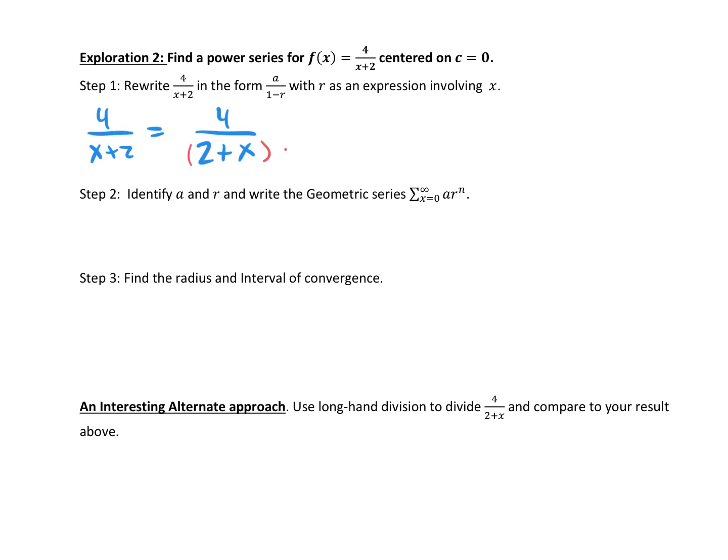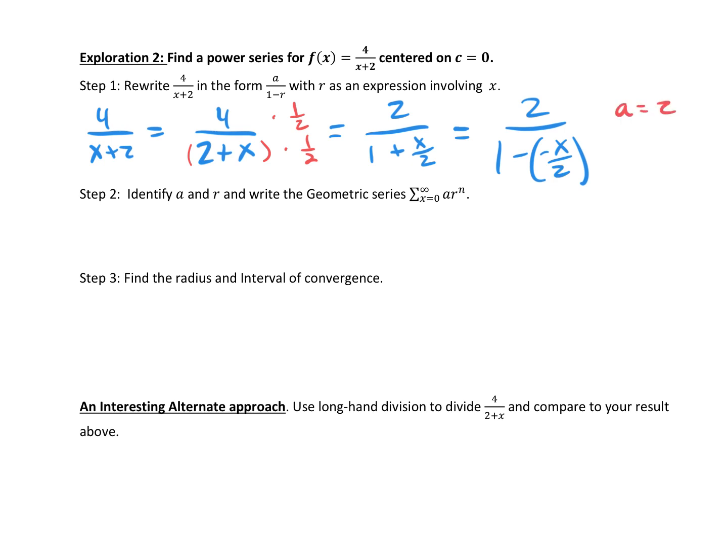So let's take this and let's multiply by a half. Okay, we can do whatever we want to the top and bottom, as long as we do it to both top and bottom, right? Make sure you distribute that half. So this is 1 plus x over 2. Again, we want it to be a constant over 1 minus r. This is not a minus, but we could rearrange it, get a little creative. And this is 2 over 1 minus negative x over 2. We now have a over 1 minus r. So the a value is 2, and the r value is negative x over 2.